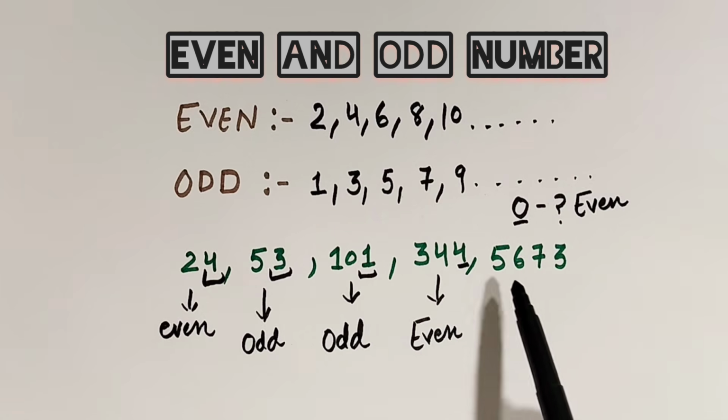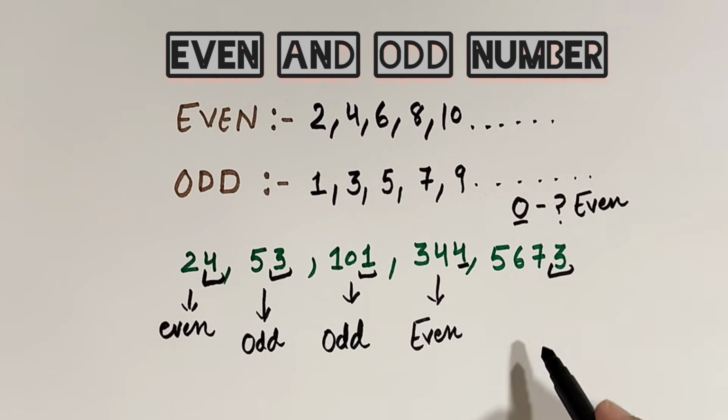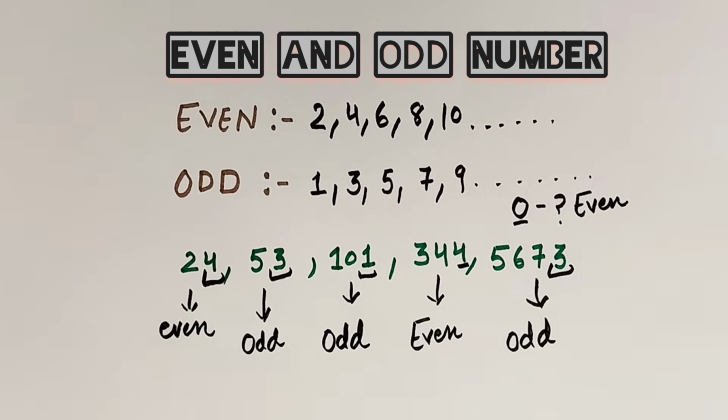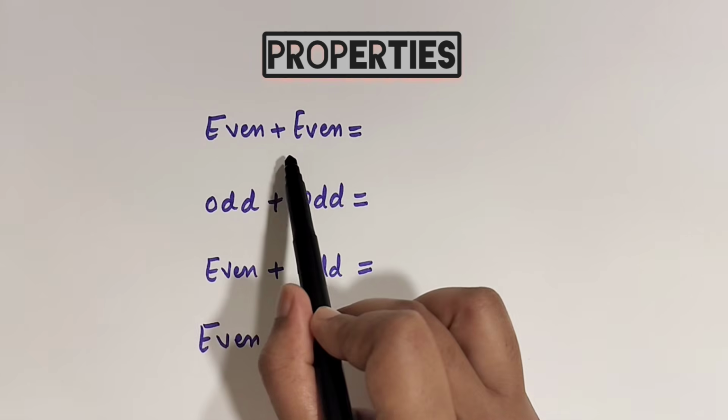Now we have 5673. So the last digit is 3, which is an odd number. So 5673 would be an odd number here. Now let's see the properties of even and odd numbers. First property is addition. What happens when we add even number into even number?